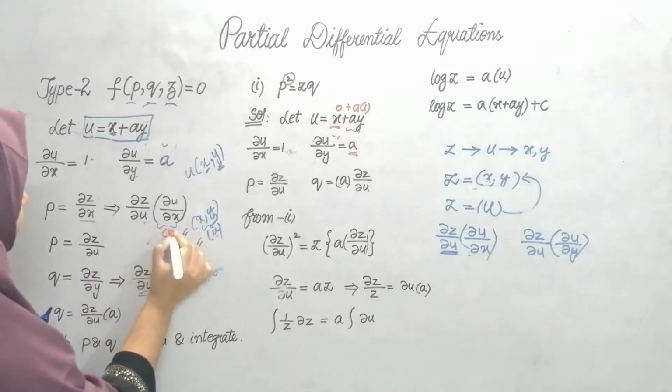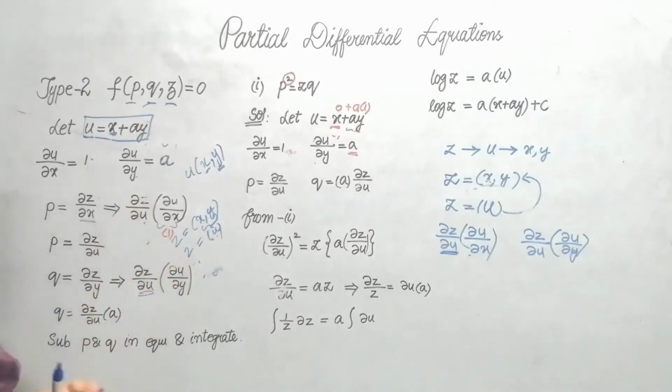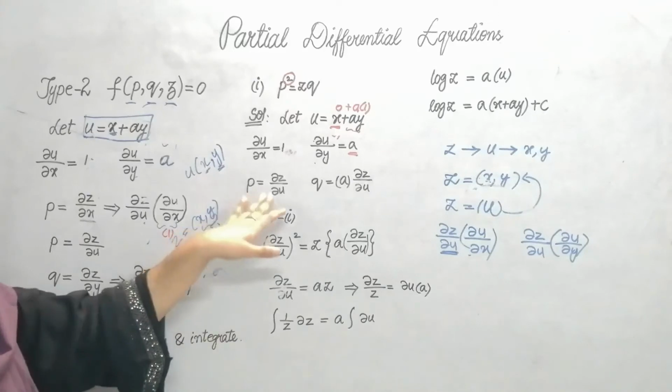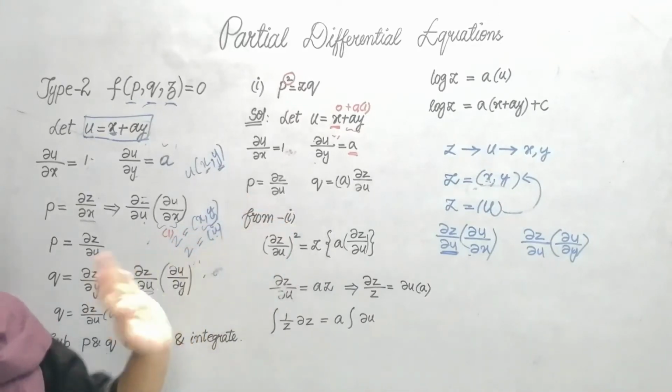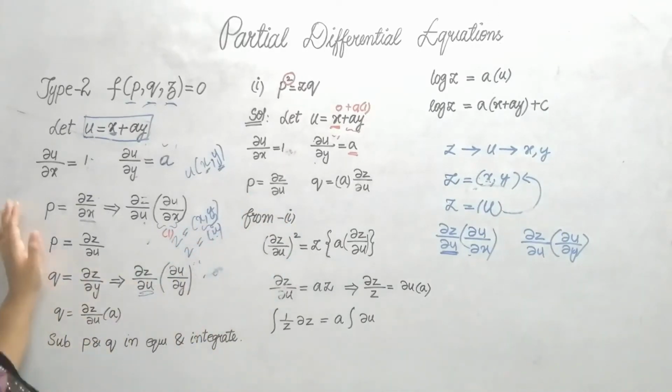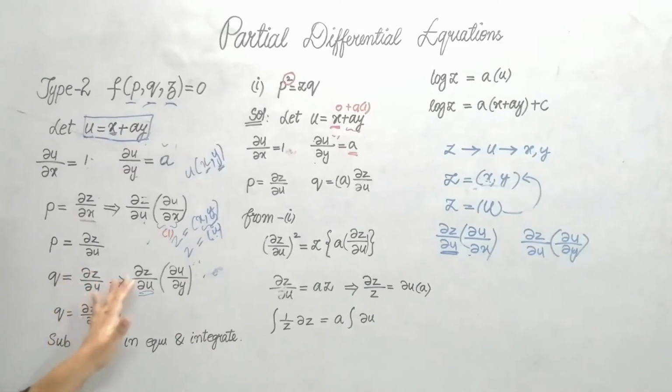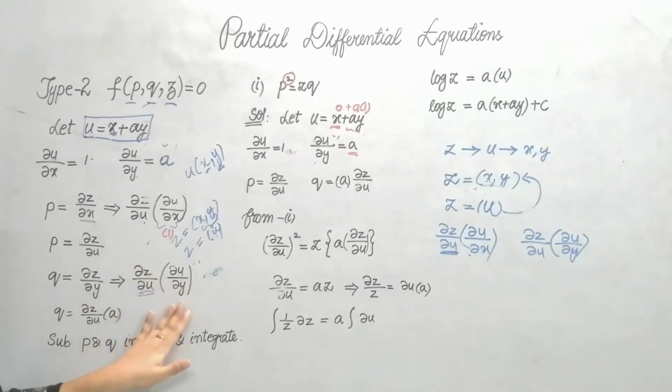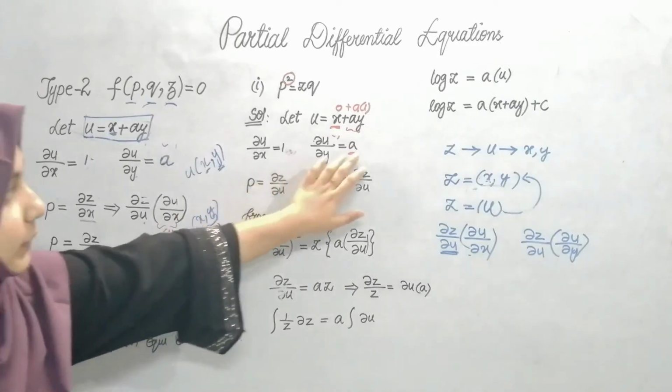So ∂z/∂u is 1. Done. Clear? So I'll get ∂z/∂u only. I think this is clear. Next, same thing. q is equal to ∂z/∂y is equal to ∂z/∂u into ∂u/∂y. But the value of ∂u/∂y, we just found it.